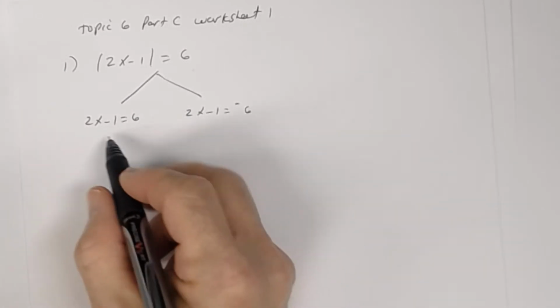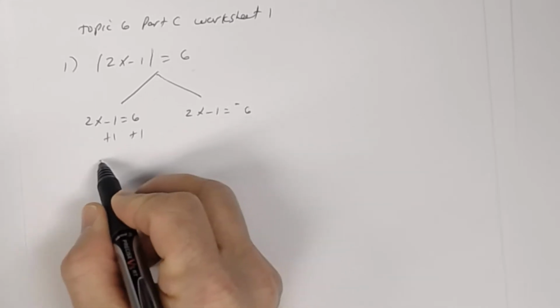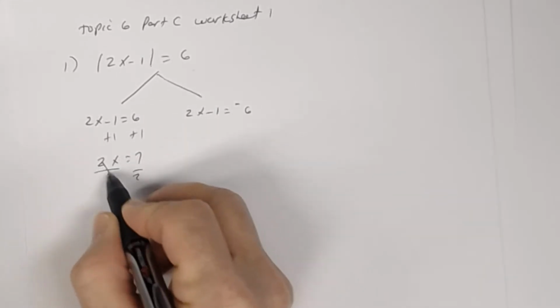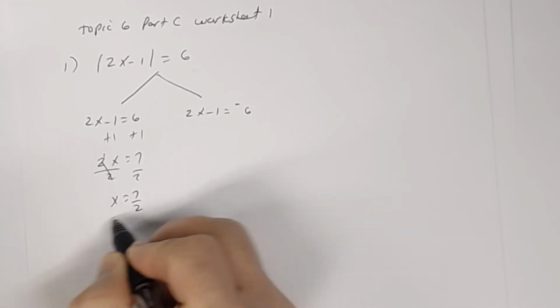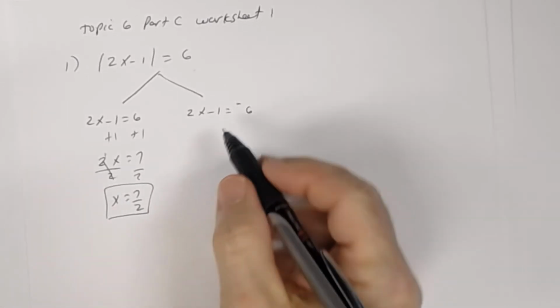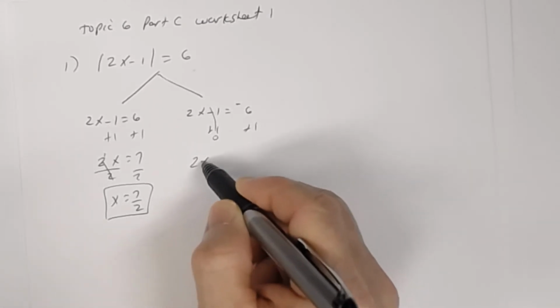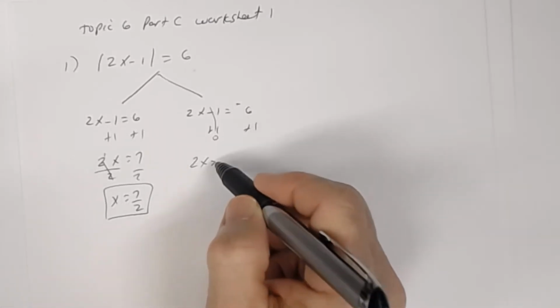So let's solve each of those linear equations. I'm going to add 1 to both sides. So 2x equals 7. Divide by 2. I get x to be 7 halves. So there's one of your solutions. Over here, add 1 to both sides. Combine like terms. I get 2x equal, this is 0 here, negative 1 and 1, 0.